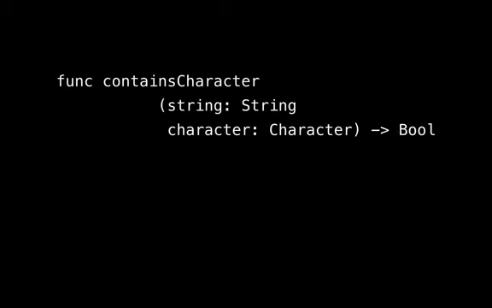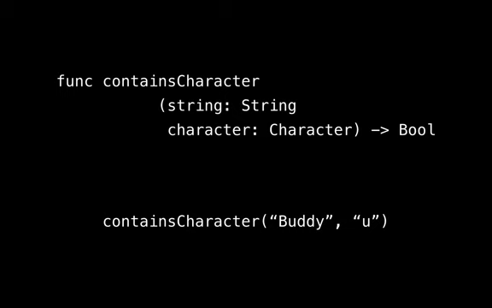Let's take a quick look at a Swift function. I pulled this out of the examples in the book, but I'm going to work through those and then we'll extend it to something else. So contains character, string, character. A Swift function has named parameters. In this case, these names are the variable names that you'll use inside the function to describe the variables, right? So this produces a call site that looks like this: contains character buddy you, right? There's a string, there's a character.